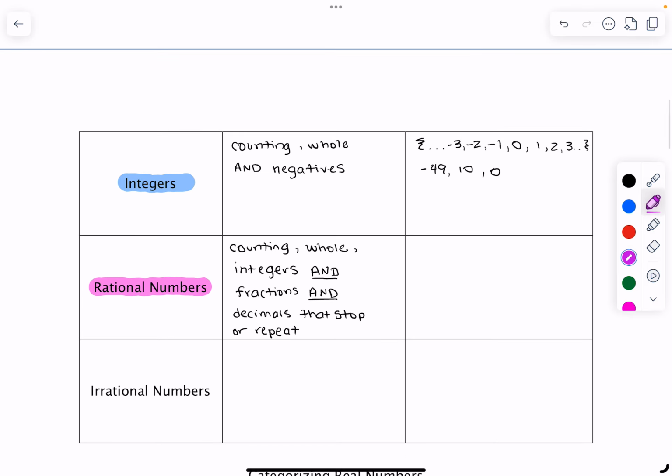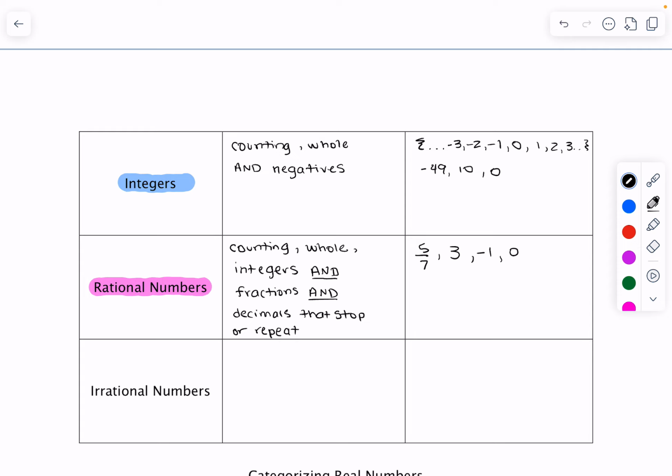Some examples would be, let's say, we can come up with a bunch. I can just make these up. Let's say 5/7. That's a fraction. So an integer over an integer is considered a fraction. The number 3 is a counting number. It's a whole number. It's an integer, and we can also call it rational. The number -1, that's an integer, and we can also call that rational. 0 is also included because it's included in the whole set of numbers.